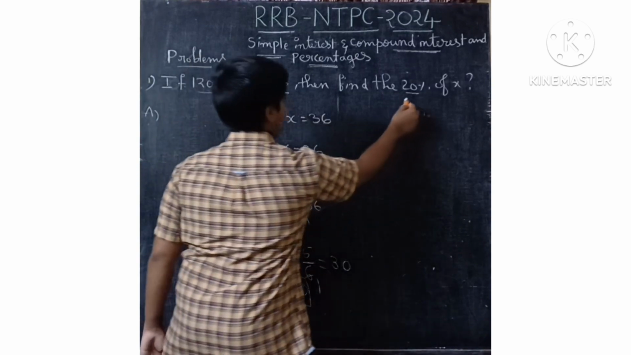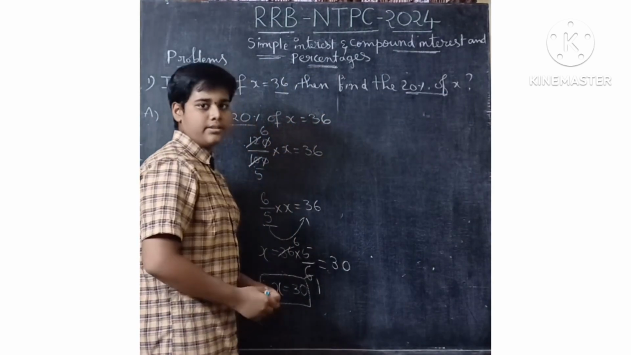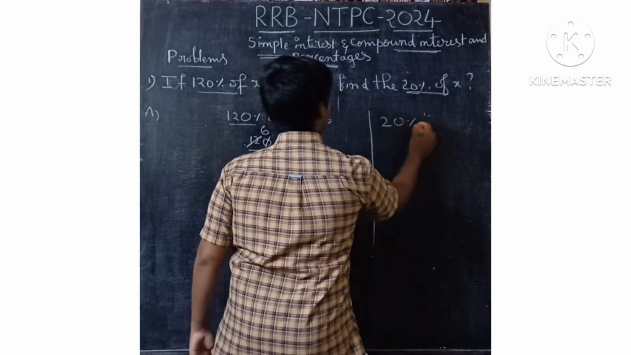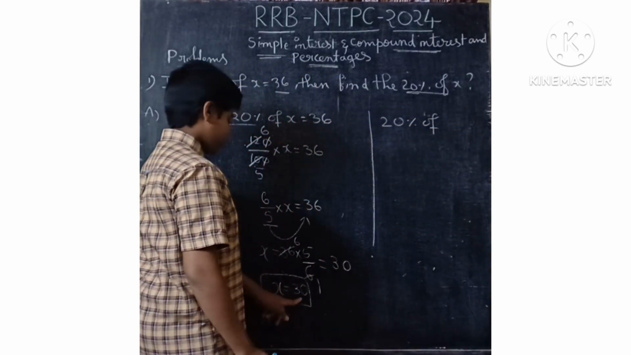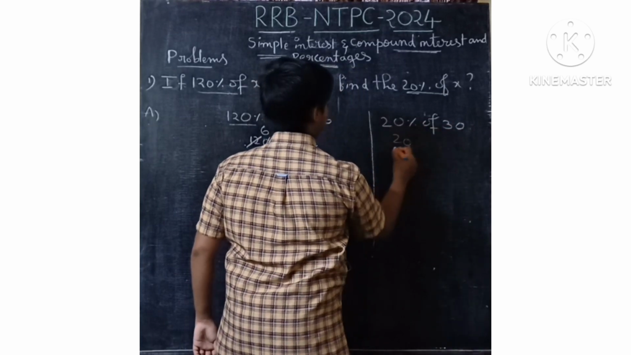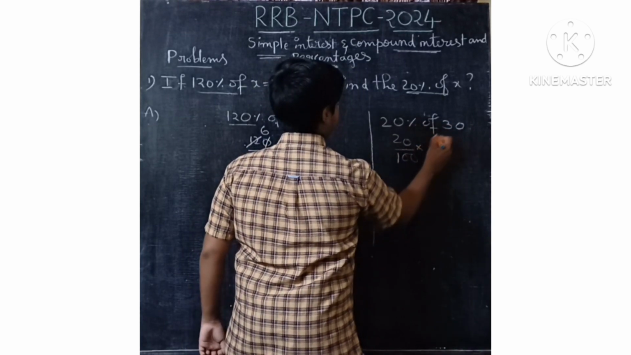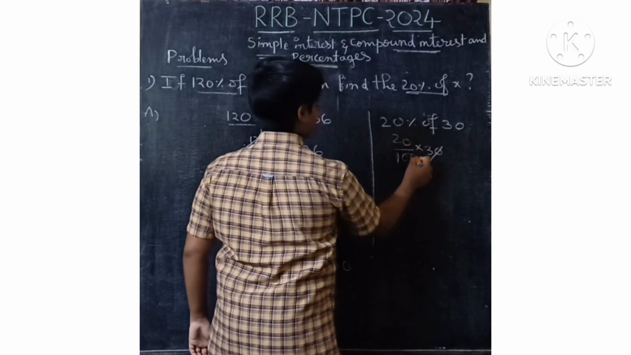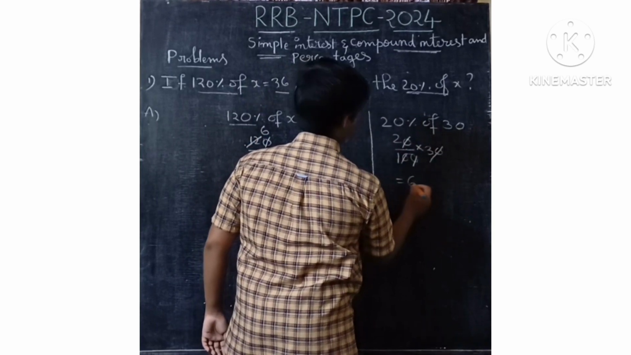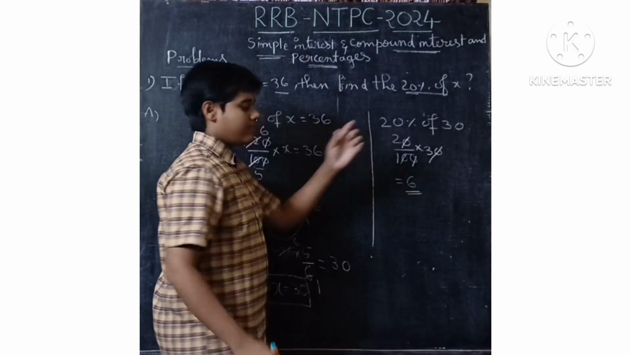Okay. So we have to find the value of 20% of x. The x value is 30. So 20% means 20 by 100 into 30. So the 0s get cancelled. 2 threes are 6. So this is the answer for this question.